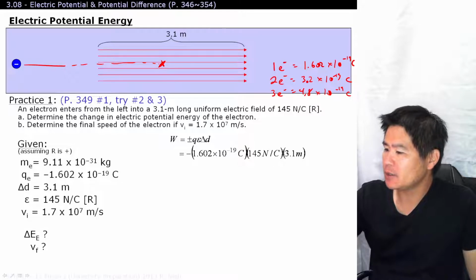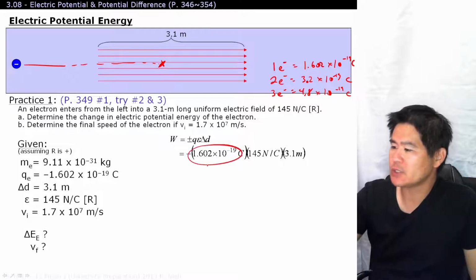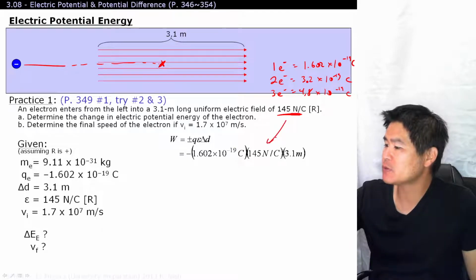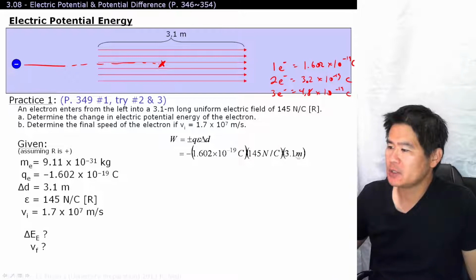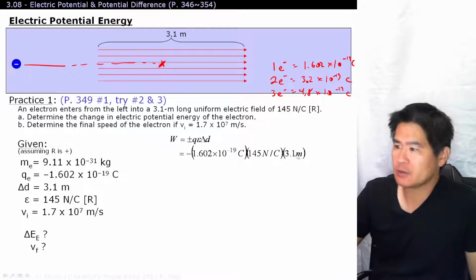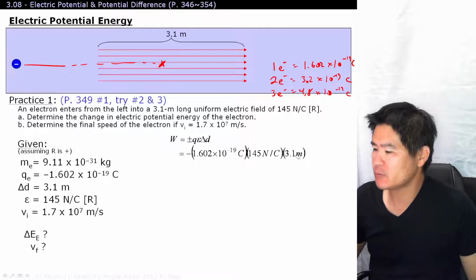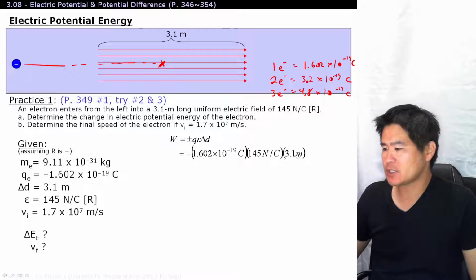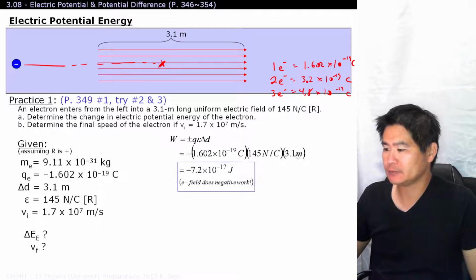But right now, it's just one electron. That's why we're using this number here. The E field is already defined at 145 newtons per coulomb, and this charge moves a total of 3.1 meters. Did it come to a stop by 3.1 meters? We don't know yet. We just know it has traveled 3.1 meters. And what was the work done on this so far? So we sit down, do all the calculations, and we get an answer. The E field, as I mentioned, did negative work because it's causing the electron to slow down.